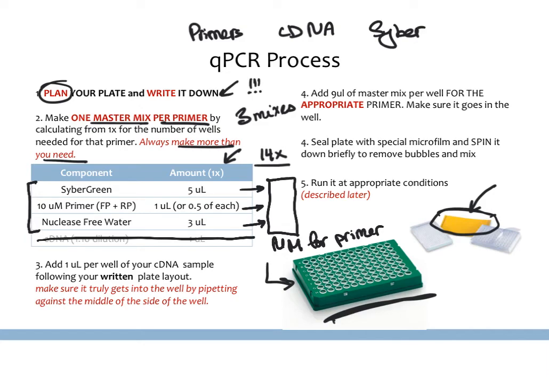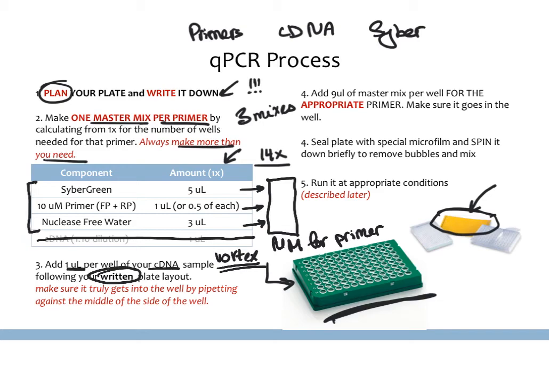Once you have your master mixes ready, always vortex. Vortex everything to mix it really well, because the whole point of making a master mix is that you have a very consistent mixture and you can trust that every well will be the same. But if you don't vortex, then it won't be well mixed, and that will no longer be true. So you vortex, and then you go ahead and you add 1 microliter of cDNA to every well, following your written layout. So following along exactly with what you have written down, 1 microliter for each well based on the sample that you wrote down that should go into that well.